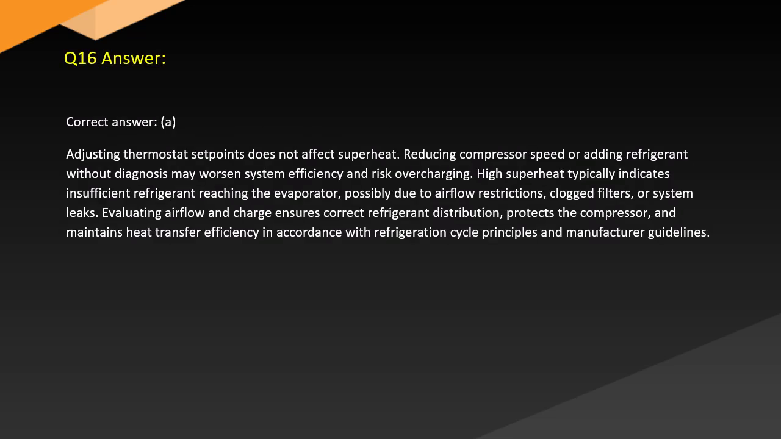Answer. Correct answer. A. Adjusting thermostat set points does not affect superheat. Reducing compressor speed or adding refrigerant without diagnosis may worsen system efficiency and risk overcharging. High superheat typically indicates insufficient refrigerant reaching the evaporator, possibly due to airflow restrictions, clogged filters, or system leaks. Evaluating airflow and charge ensures correct refrigerant distribution, protects the compressor, and maintains heat transfer efficiency in accordance with refrigeration cycle principles and manufacturer guidelines.